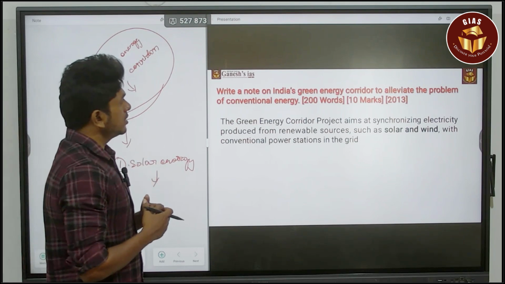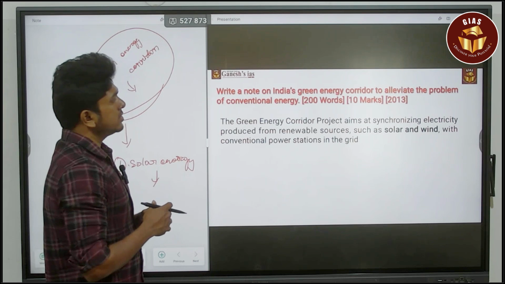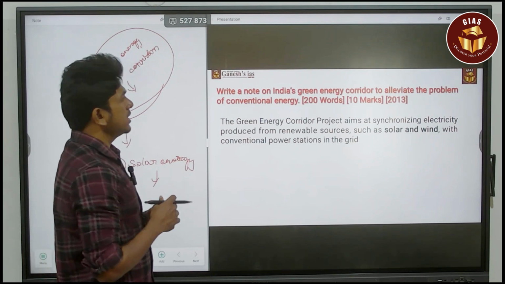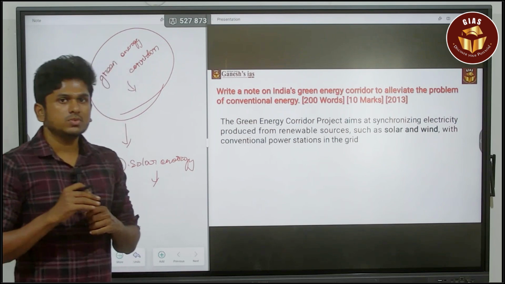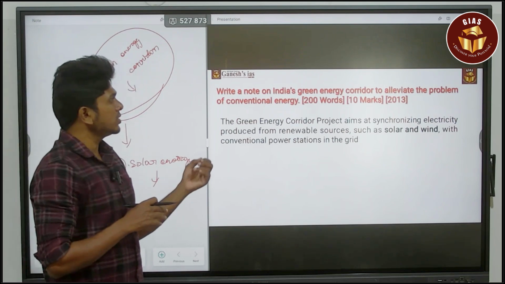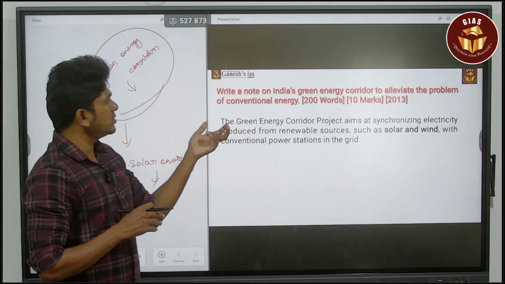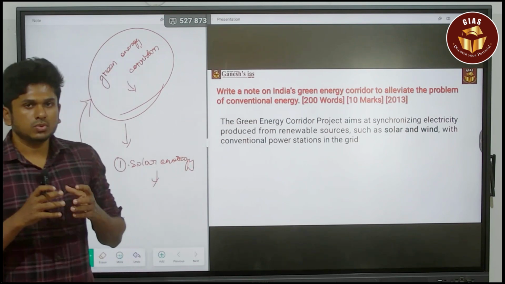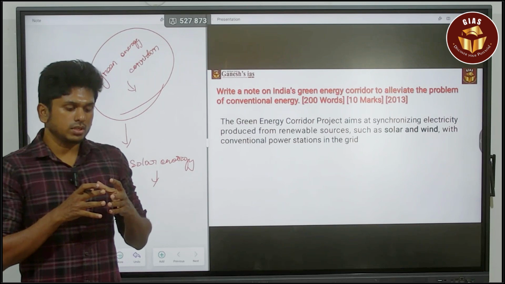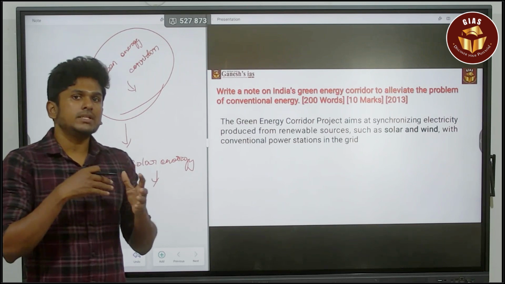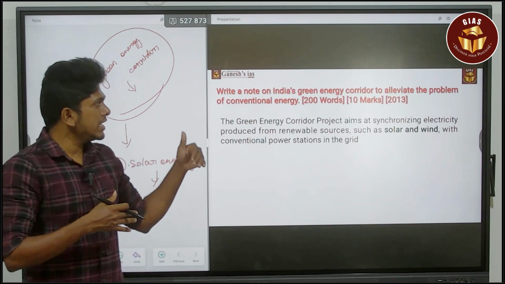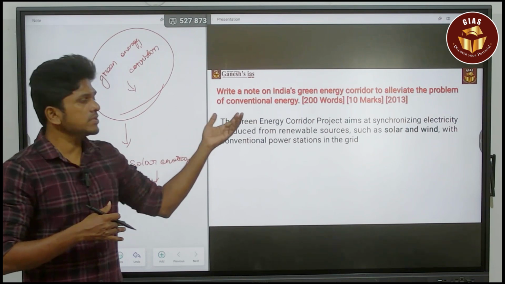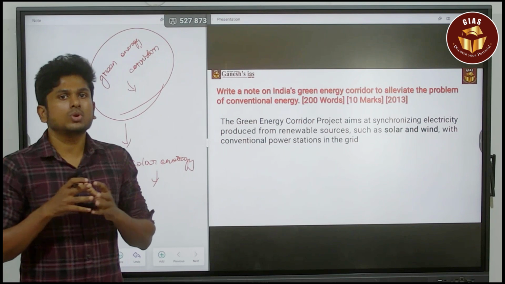Write a note on India's green energy corridor to alleviate the problem of conventional energy. So the question is more simple. It is asking about India's green energy corridor, how it is going to overcome the problems of the conventional energy. So the question is all about how you are going to replace this conventional energy with this renewable energy source. And also you have to speak about the problems of this conventional energy. That is also more important.